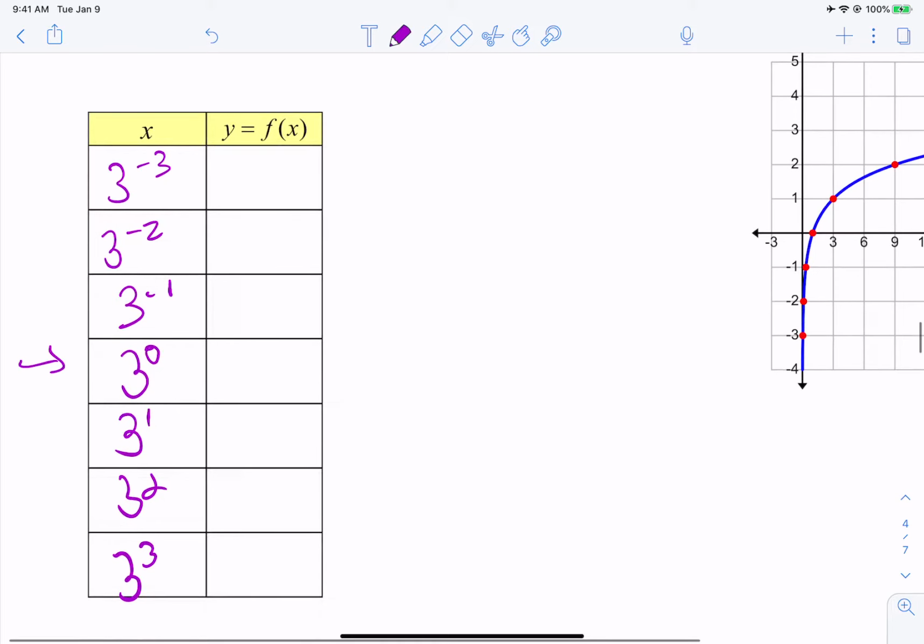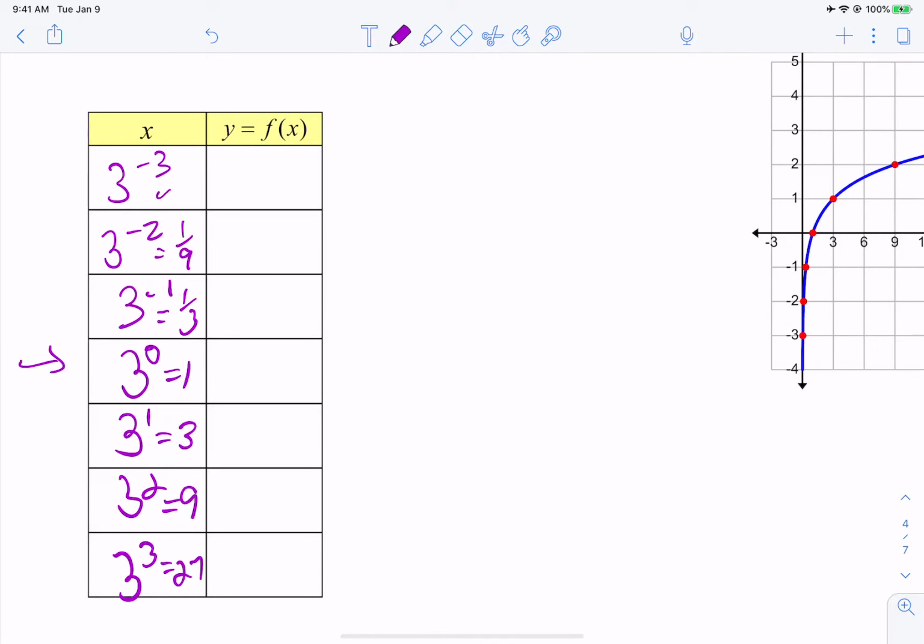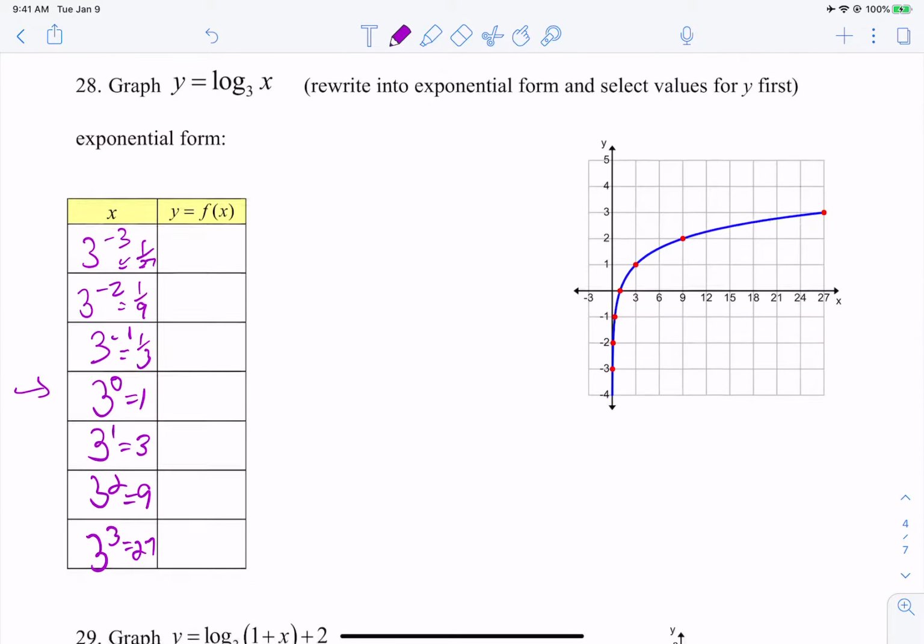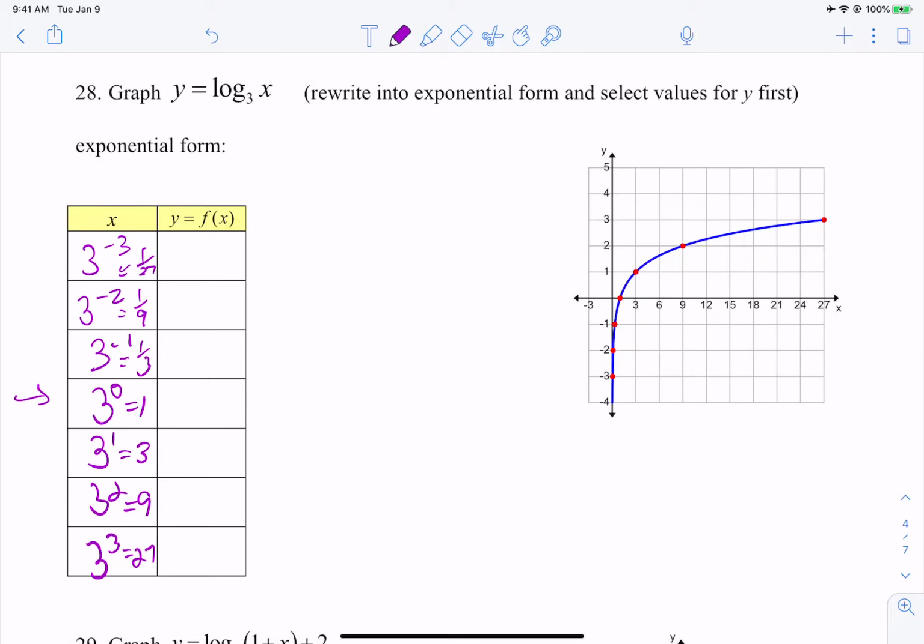Now, what are those values? Let's go back to the middle. 3 to the 0, that's really 1. This is 3, 9, 27. So this is 1/3, 1/9, 1/27. But look at the fact that we chose these numbers on purpose because they were related to a base 3.